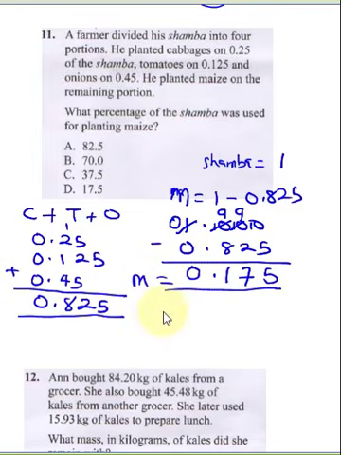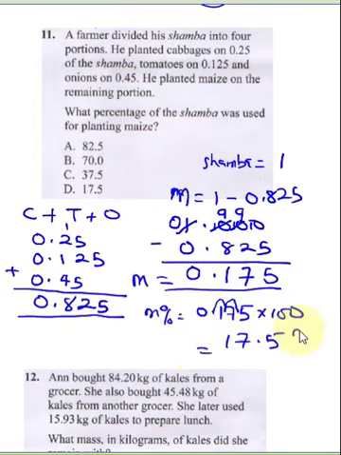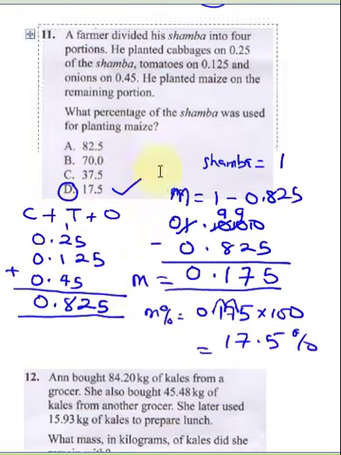0.175. So to change it to percentage, all you need to do is multiply by 100. So maize percent will be 0.175 multiplied by 100. And when you multiply by 100, you just move your decimal place 2 places, 1 and 2. So this will give you 17.5%. So final answer, 17.5%. Okay.